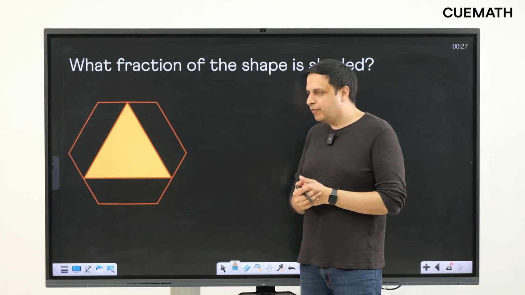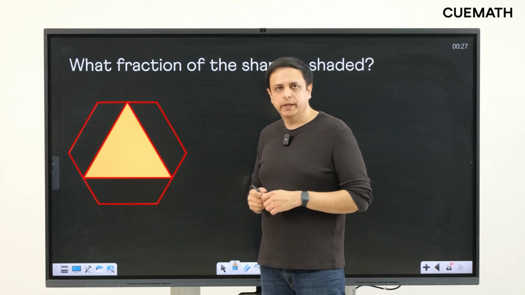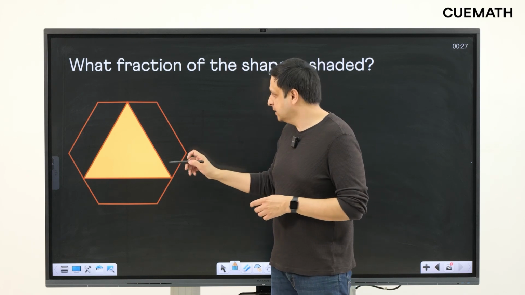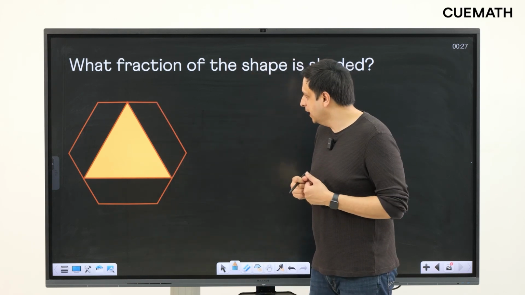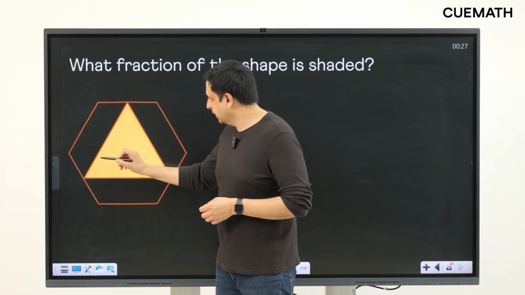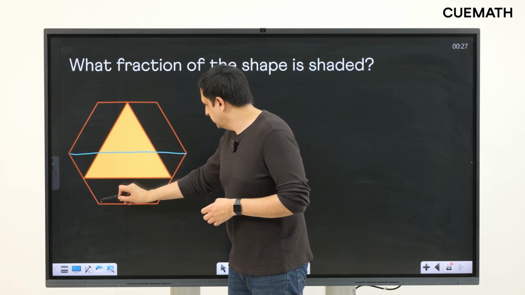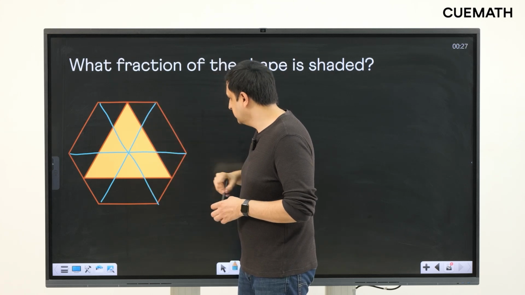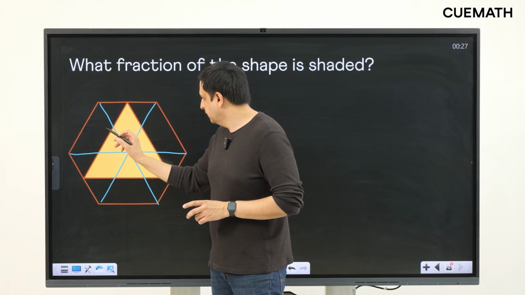So once again, what we have to do is somehow figure out how to divide this hexagon into equal parts and then count the number of shaded parts which make up this inner triangle. So how do we do that? In this case, what we will need to do is join the opposite vertices of the hexagon. So let me draw this horizontal line like this, and then this diagonal here like this, and then this diagonal here like this. So do I have equal parts? Not yet. But here's what I can do further.